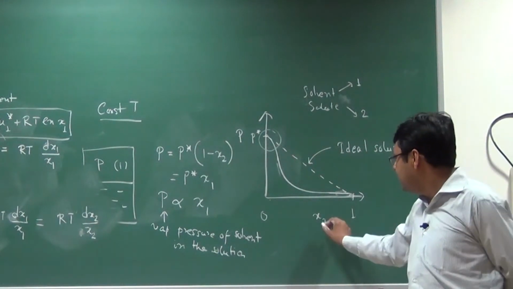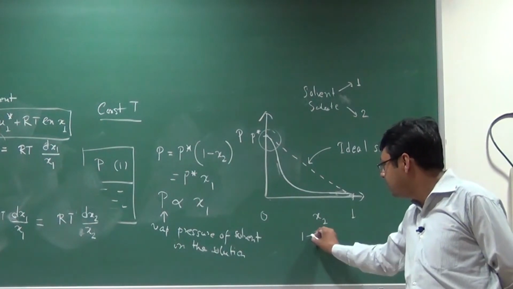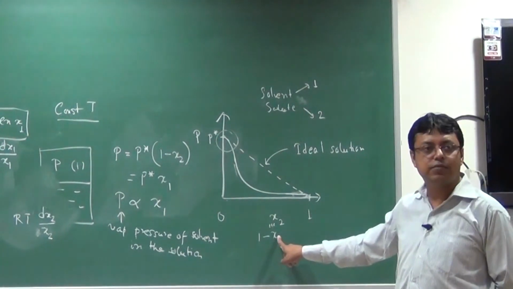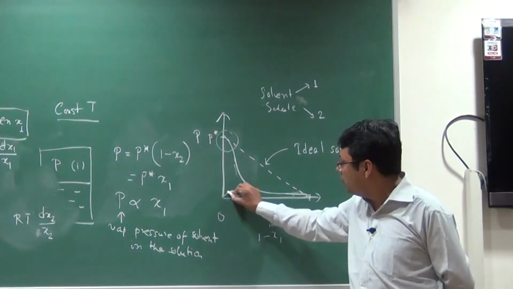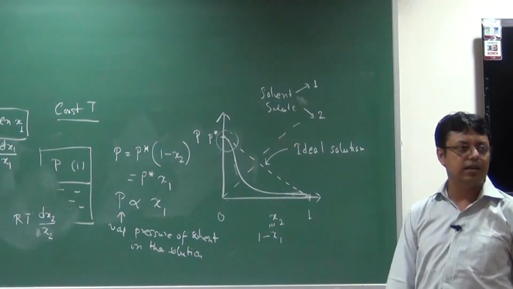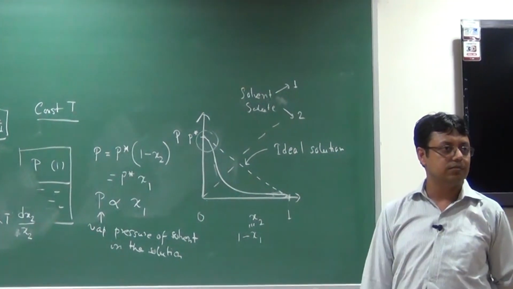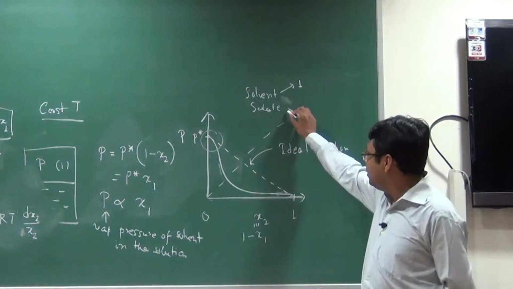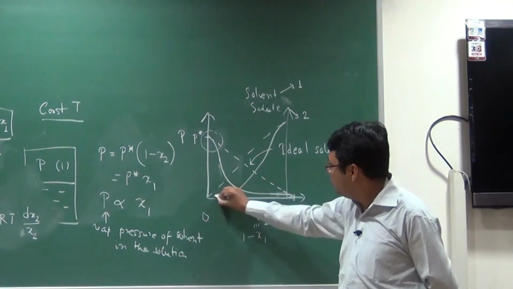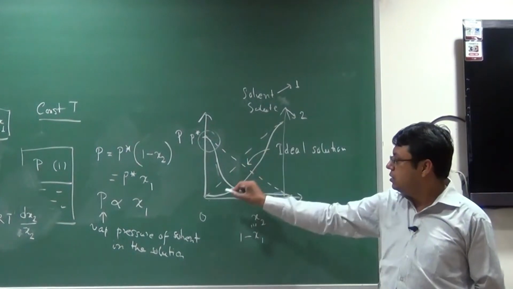If instead of x2, I had plotted as a function of x1. See, x2 is nothing but 1 minus x1, right? And if I had plotted it as a function of x1, how will it look? It will be the other way, because the axis is getting inverted. x1 is for the solvent. So the curve will look something like this. Both are ideal solutions, these dashed lines.